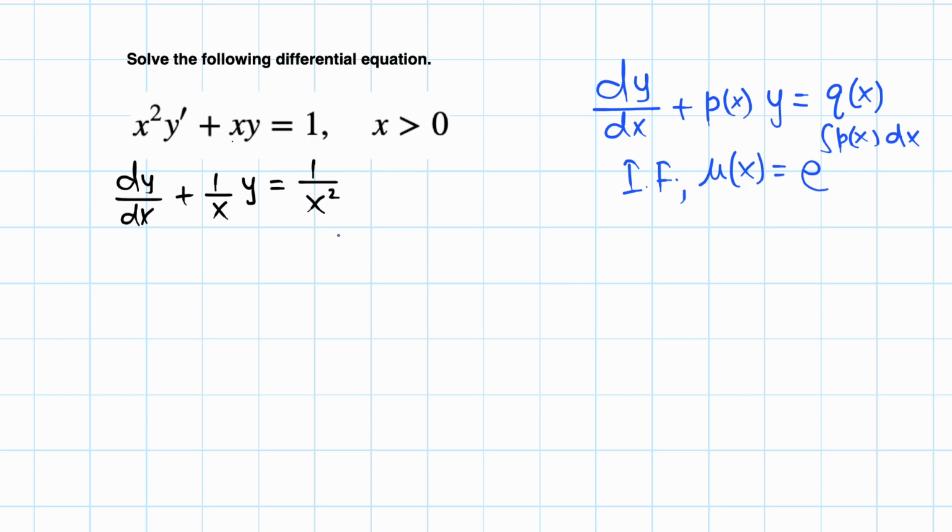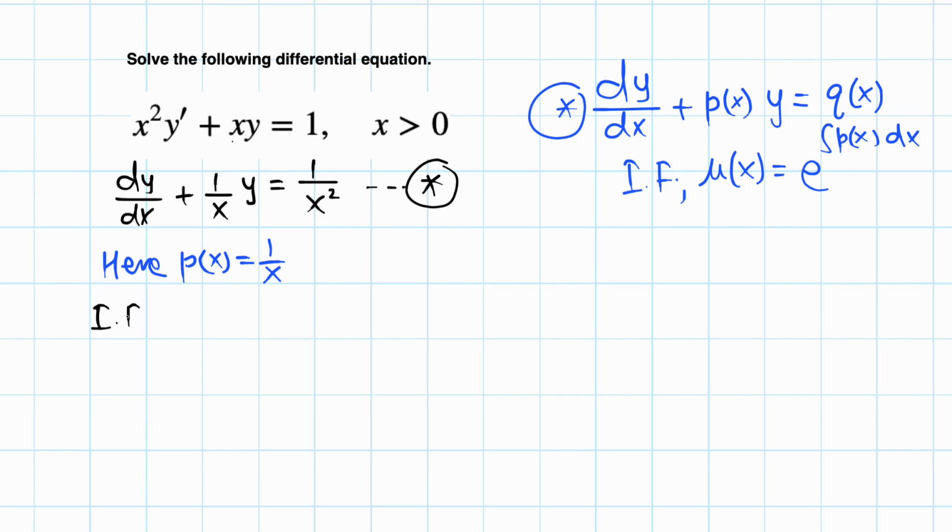Now if we compare this with the standard form, p(x) is 1 over x. Okay, that's kind of optional. But now we need to find, and let's denote this by star for future reference. Now we find the integrating factor, IF, integrating factor is e raised to the integral of this. Okay, if there is a negative sign, we need to take that into consideration as well. But this is 1 over x dx, e raised to the integral of p(x) dx.